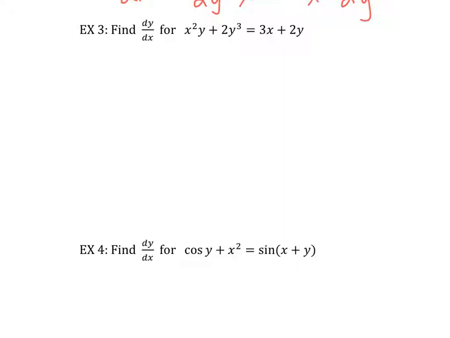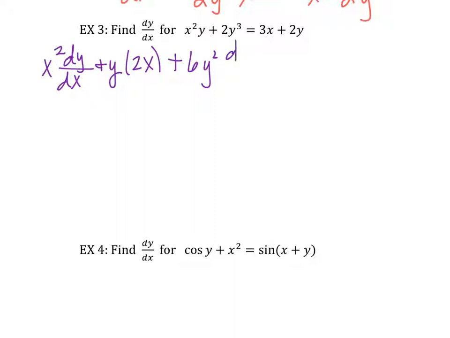All right, here we go. Oh, product rule again. First, x squared times the derivative of the second, plus the second times the derivative of the first, plus 6y squared dy dx is equal to 3 plus 2 dy dx.